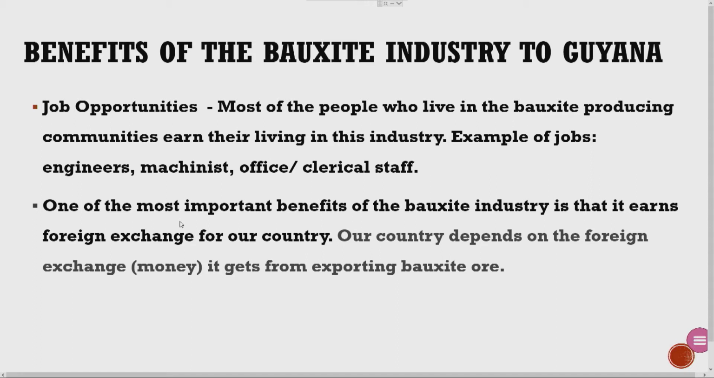One of the most important benefits of the bauxite industry is that it earns foreign exchange for our country. Our country depends on the foreign exchange or money it gets from exporting bauxite ore.